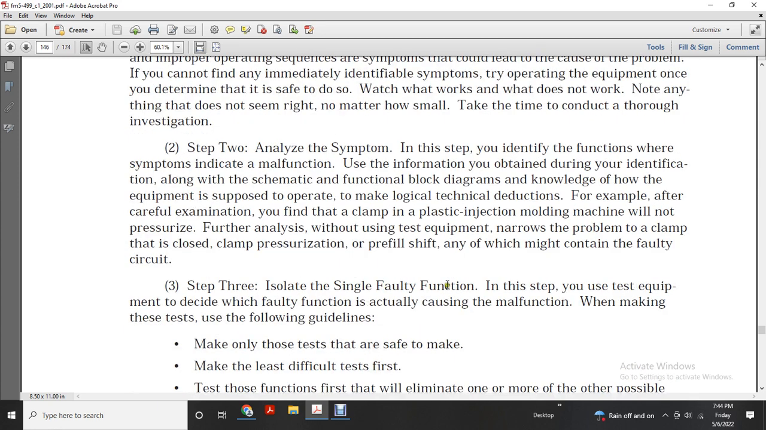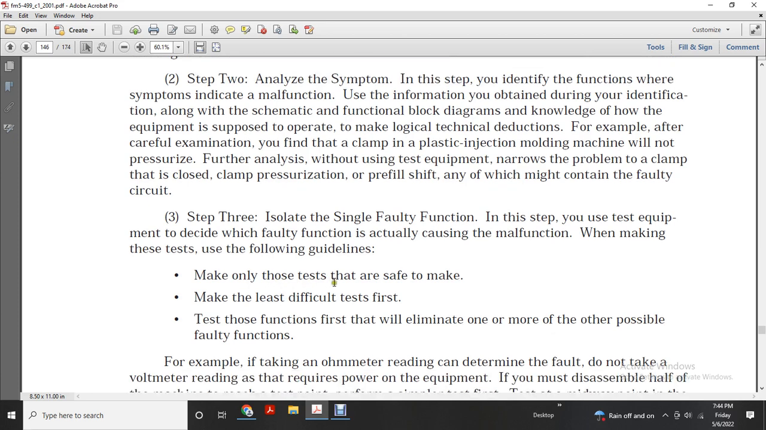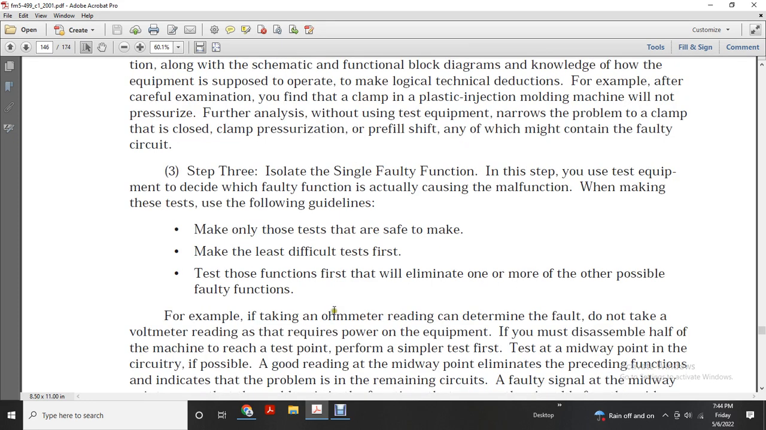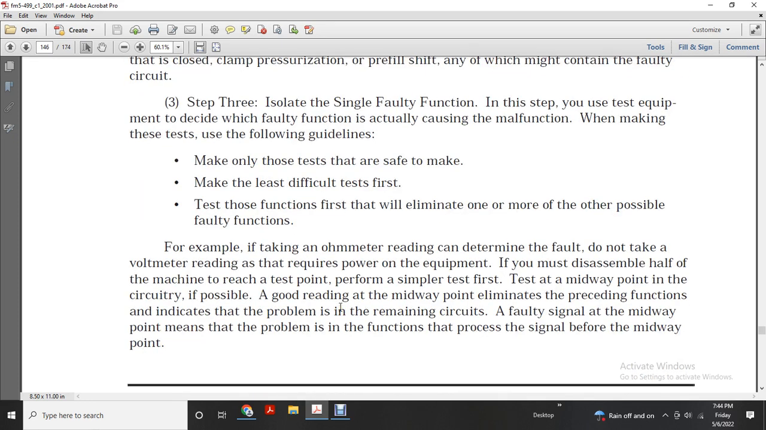Step 3, isolate the single faulty function. In this step, you will test the equipment and decide which faulty function is actually causing the malfunction. When making these tests, follow the guidelines: make only the tests that are safe to make, make the least difficult tests, and first test those functions that eliminate one or more of the other possible faulty functions.